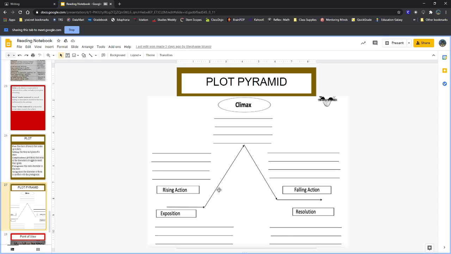The rising action is where all the little problems happen. And you go from one little problem to another, to another, to another. And the reason why you have all those little problems is because without the little problems in the story, well, the story would be really short and it'd be really boring.